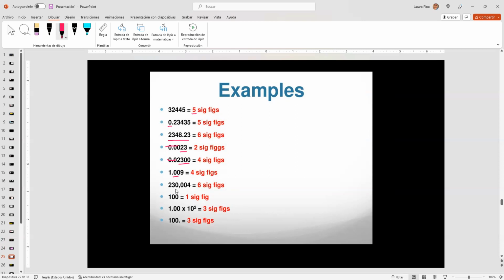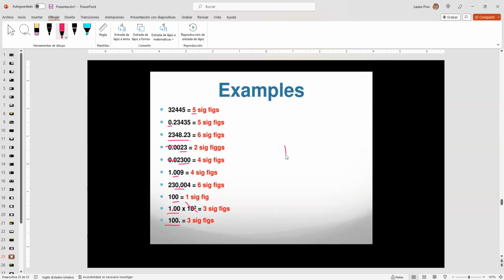In this case, it's the same thing. These 3 zeros are significant, but these 2 here are not significant since you don't have a decimal point. In scientific notation, this part is not considered significant, so only these 3 numbers, so this number has 3 significant figures. Same thing here, since you have a decimal point, these zeros are significant and this number has 3 significant figures. Let me stop here.